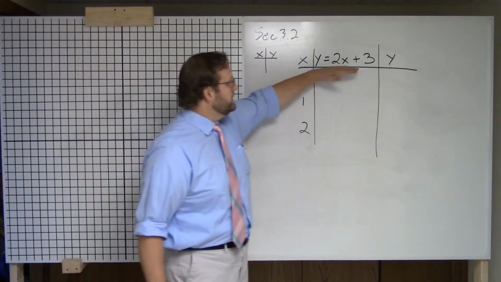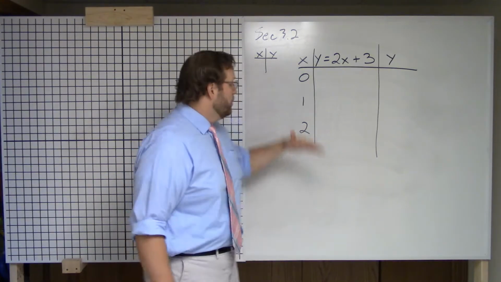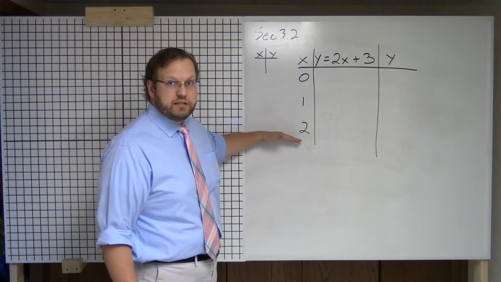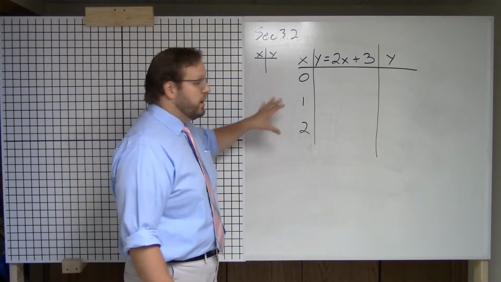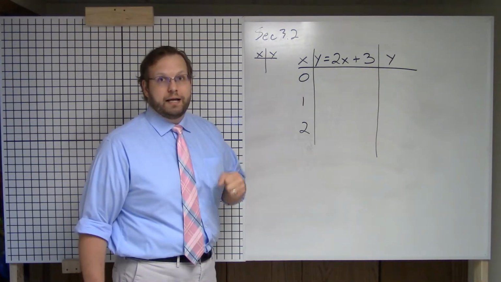So we were given this, and we want to graph using a table of values. We're picking 3 x values. Why did I pick 0, 1, and 2? Because they're easy. Nothing more than that. Now what I do is simply plug them in and calculate the corresponding y coordinate.